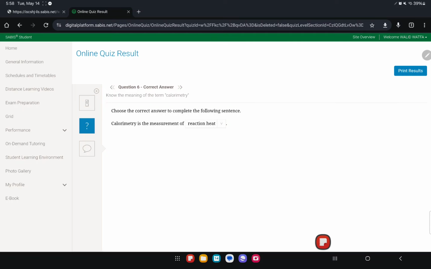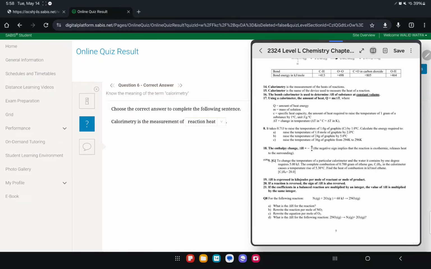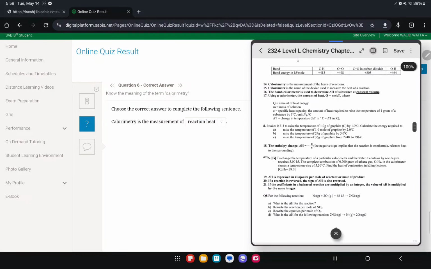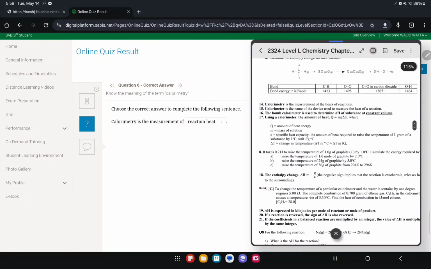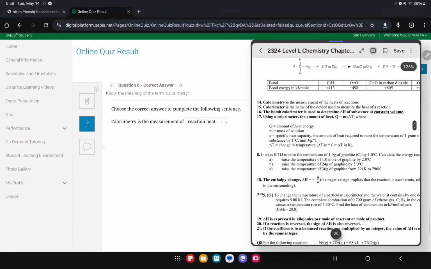Okay, this is the question. Oh no. Calorimetry is the measure of reaction heat. Okay, honestly I was absent for this lesson. So I just went over the notes and it all made sense. It's all in the notes. Calorimetry. Whoa, can I not write?